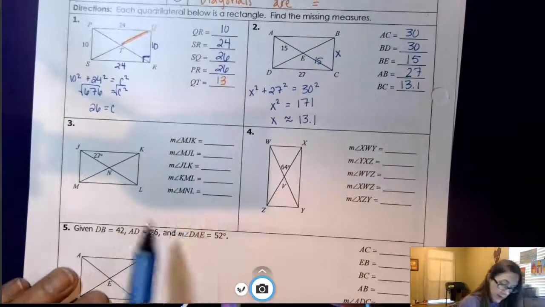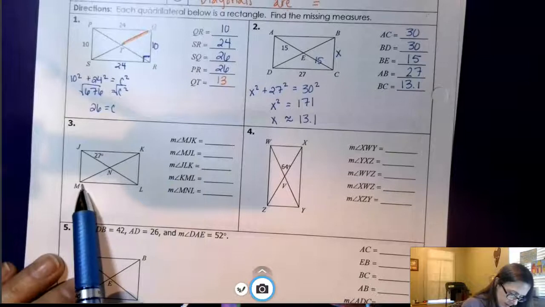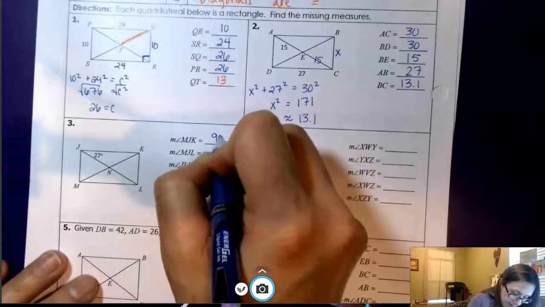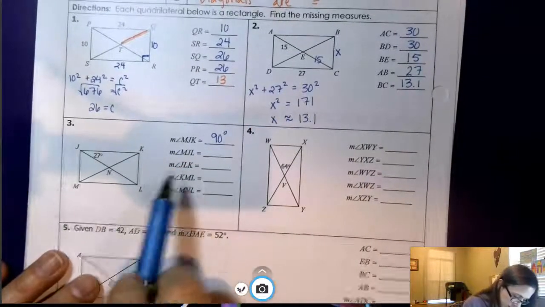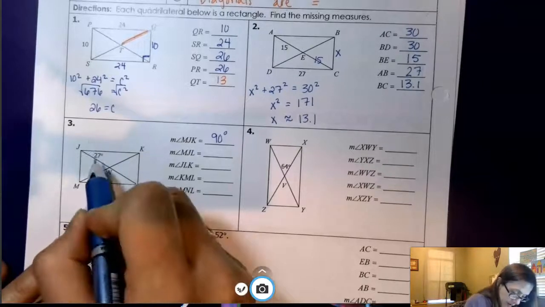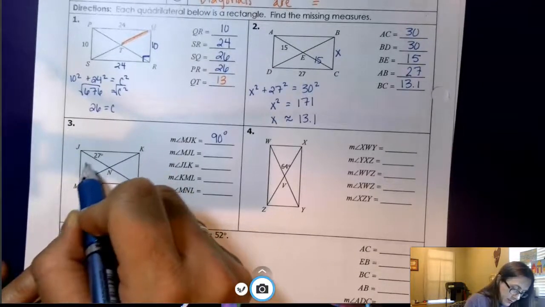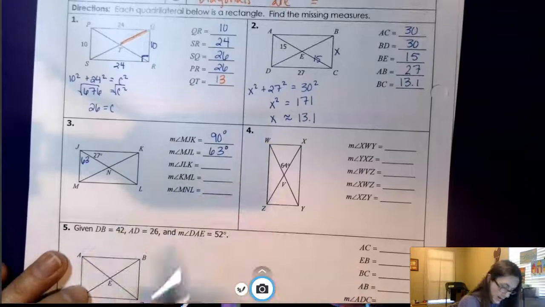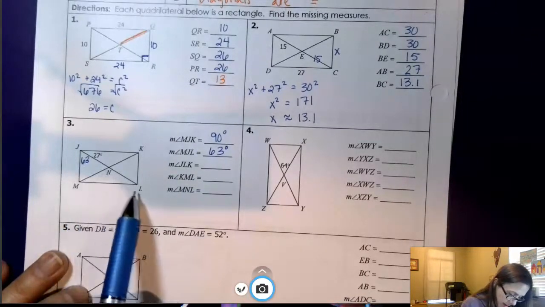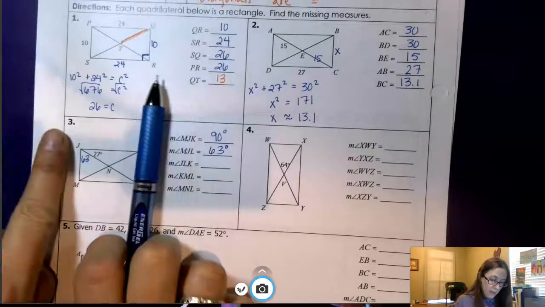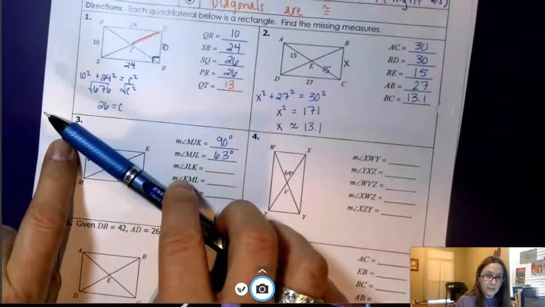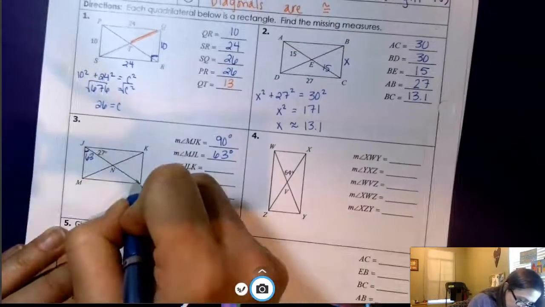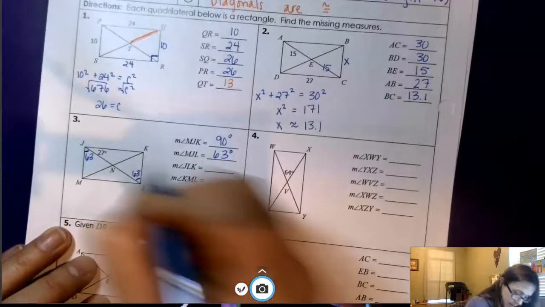Okay, right here. Now angles. M, J, K. Well, that's a rectangle. It's got to be 90 degrees. M, J, L. Well, if this is 27, I'm going to subtract from 90. I end up with 63 right here. I have J, L, K. So now remember, we have parallel lines cut by a transversal. So if I have parallel lines cut by a transversal, these are alternate interior angles. That would also have to be 63.